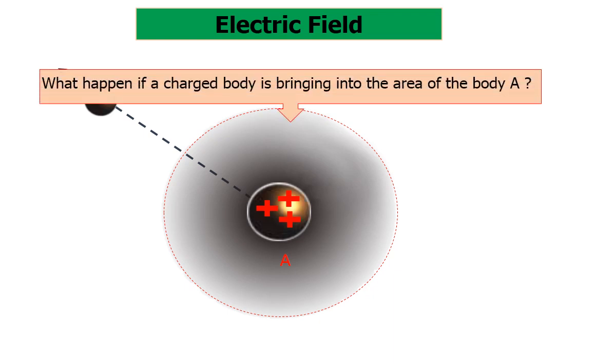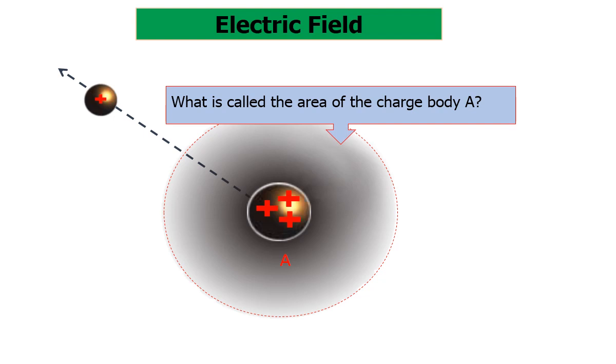So what happens if the charged body is brought into the area of the body A? The charged body will be repelled, and the area through which the influence of the charged body exists, that area is called electric field. Out of the electric field, that charged body A cannot influence any charge. That means the charged body A cannot attract or repel any other charged body.